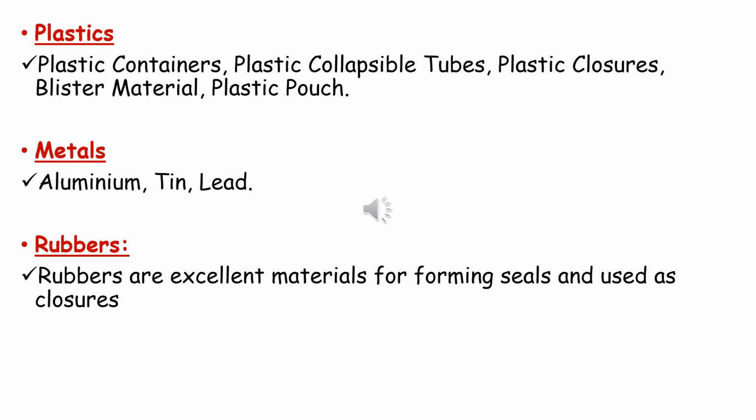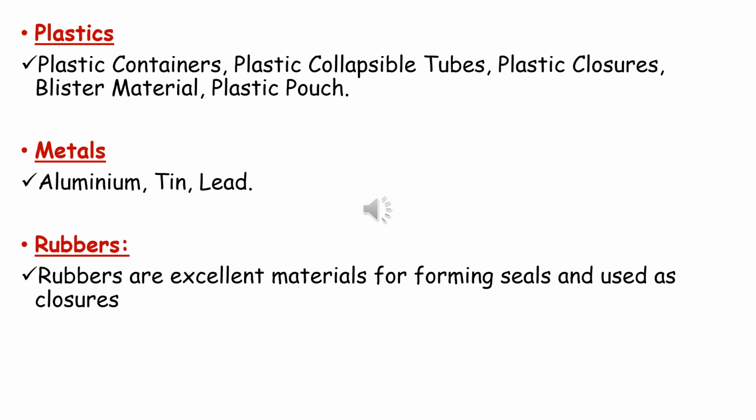Plastic as a packaging material. Plastics are used to make plastic containers, plastic collapsible tubes, plastic closures, plastic pouches, blister material. And there are two types of plastic, thermoplastic and thermosetting types of plastic. And all these types of plastic and all their physical, chemical, mechanical and biological properties and their application and quality control tests, all these things we will study in the second chapter.